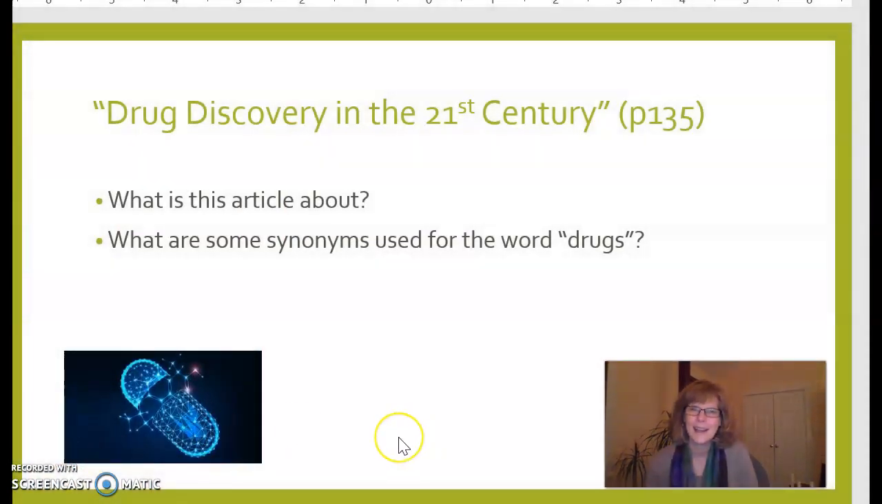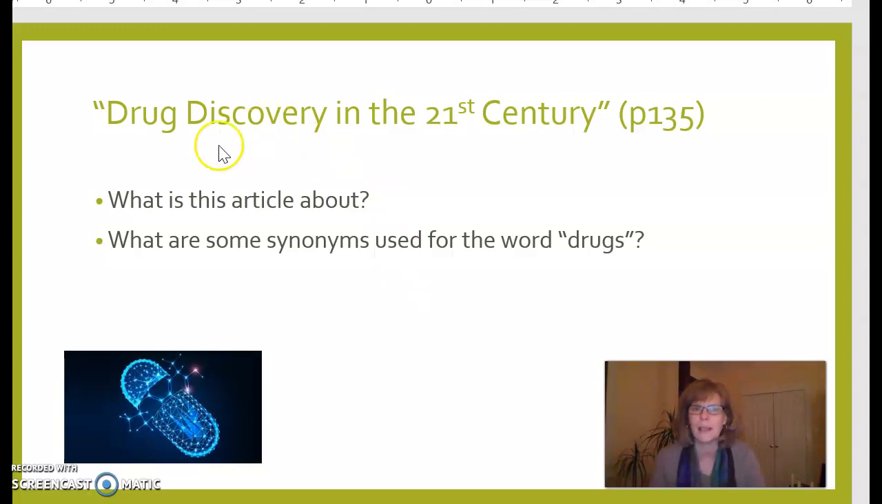So taking a look, let's see, I'll pull up this slide right here, page 135 in your book. And of course, we're asking each other, so what is this article about in general? And what are some synonyms that are used throughout the article that talk about drugs?